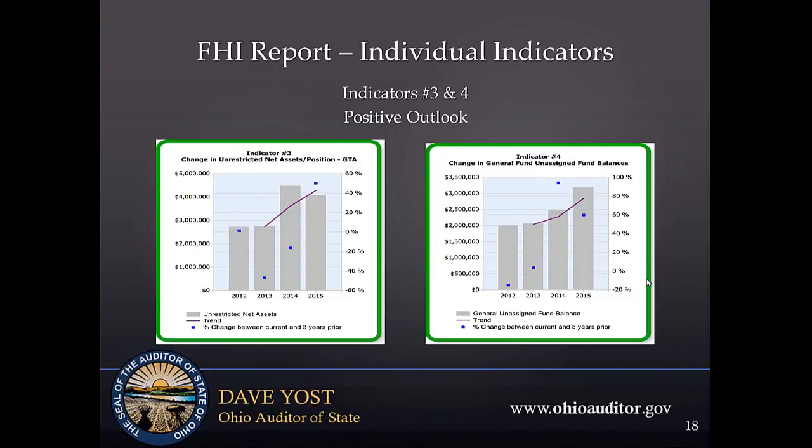So again, let's look at the graphs for indicators 3 and 4. You will see on the chart the gray bars represent the unrestricted net assets or the general unassigned fund balance. The purple line is the trend line, showing you the motion, the direction of those amounts. And the blue squares show you the difference between the current year and 3 years ago as far as the change. In these charts, you can see that the amounts are increasing and therefore a positive outlook.